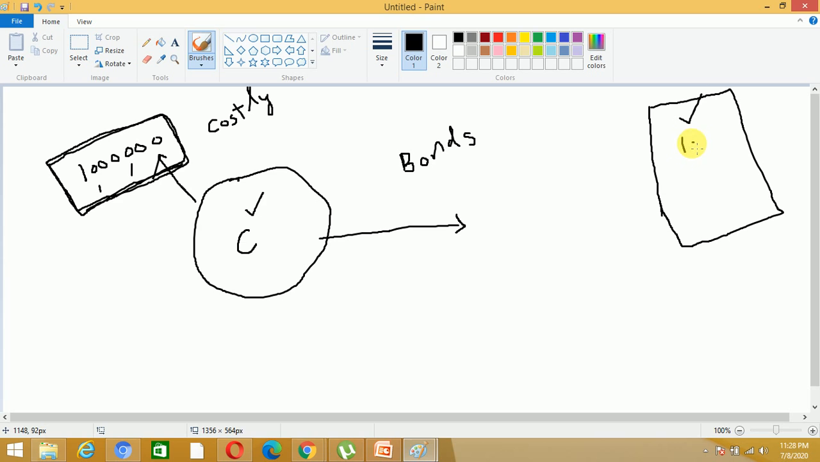On this bond, they will write the face value. What is the value of this bond? They will write the rate of interest. Suppose the rate of interest is 7%, and there will be maturity. Maturity means the time period of this bond. This is face value. This is rate of interest. It is called coupon.